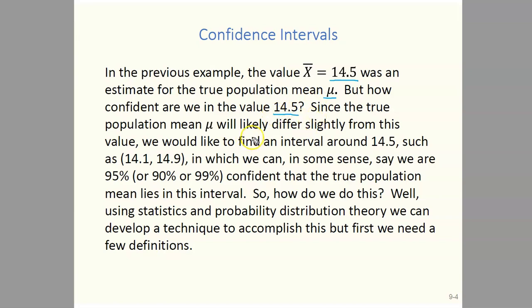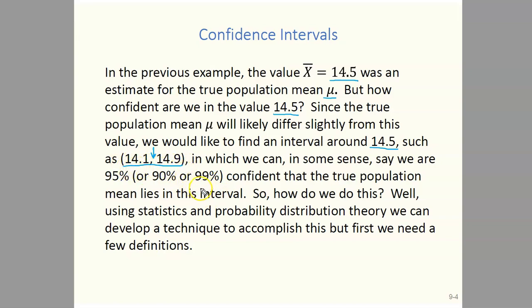So what we would like to do is form an interval around 14.5. For example, maybe something like 14.1 to 14.9. You notice 14.5 is right in the middle between those two numbers. So we'd like to form an interval around our estimate so that we can say in some sense that we're 95% or 90% or 99% confident that the true population mean lies in this interval.